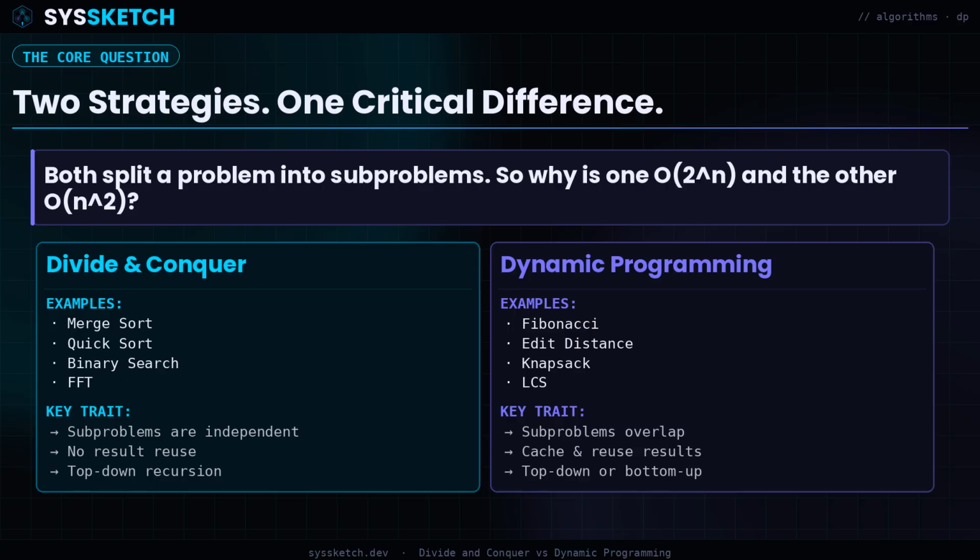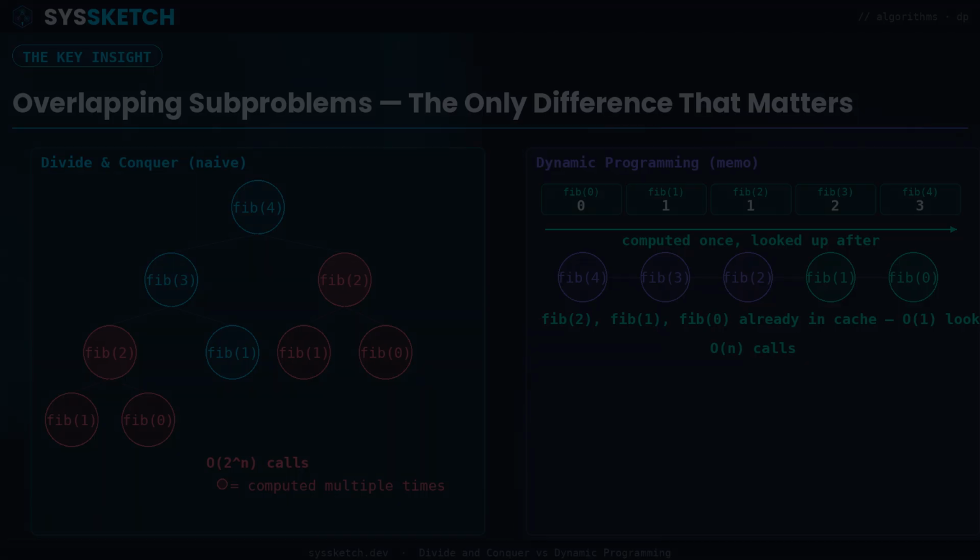When you call fib of 5, you need fib of 4 and fib of 3. Fib of 4 needs fib of 3 and fib of 2. Fib of 3 gets computed multiple times across the tree. That redundancy is the enemy, and DP eliminates it by caching every result the first time it is computed.